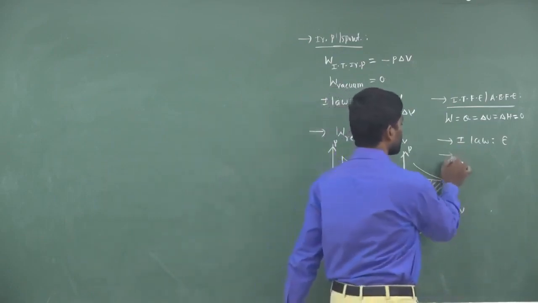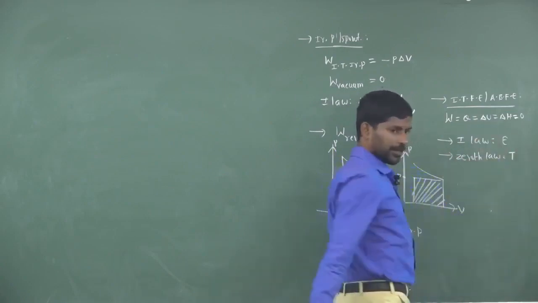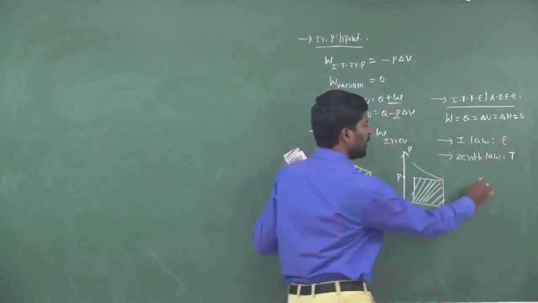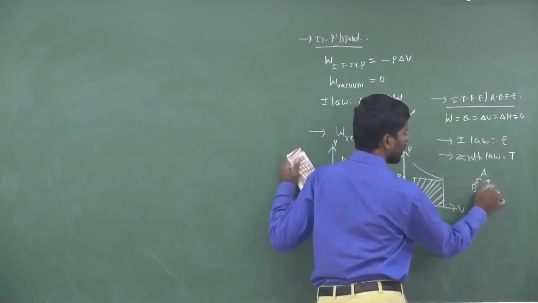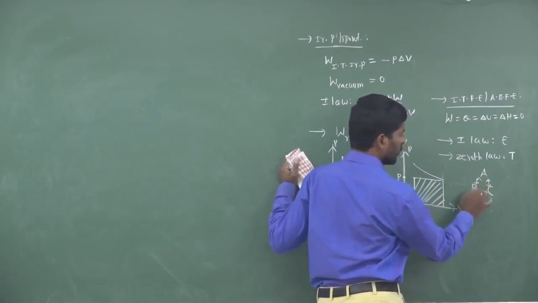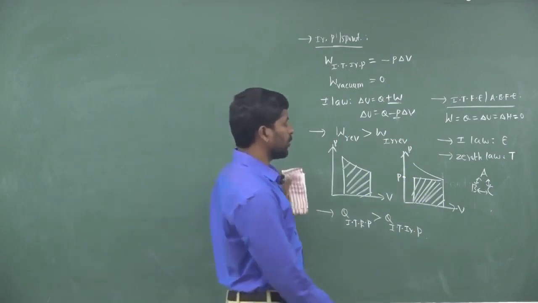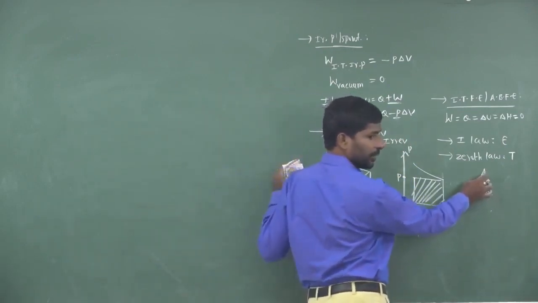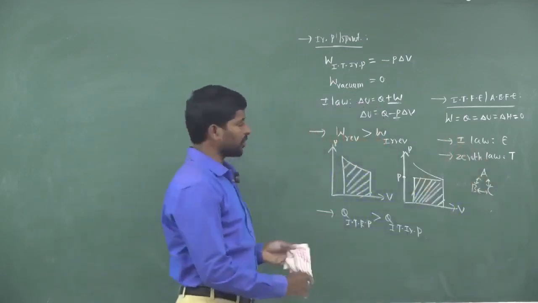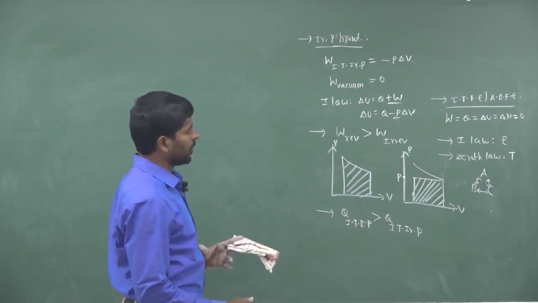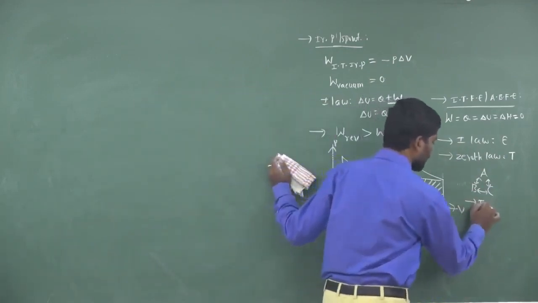What about the zeroth law? The zeroth law introduced a new concept, that is temperature. If two systems are in thermal equilibrium with a third system separately, then all the systems are said to be in thermal equilibrium. If B and C are in thermal equilibrium with A separately, then all three systems are said to be in thermal equilibrium with each other. That is called the zeroth law of thermodynamics. It introduced a new concept, temperature. And the second law introduced a new concept, entropy.